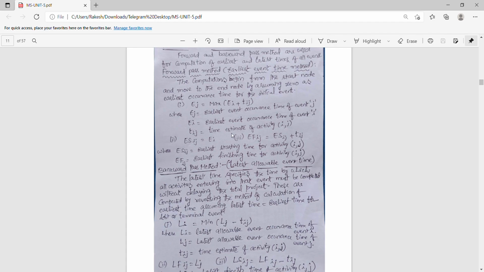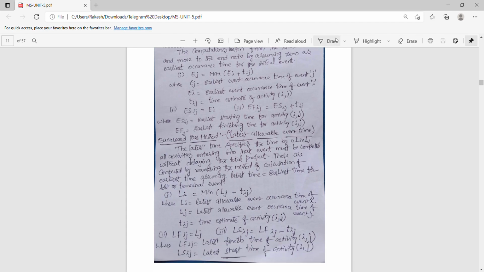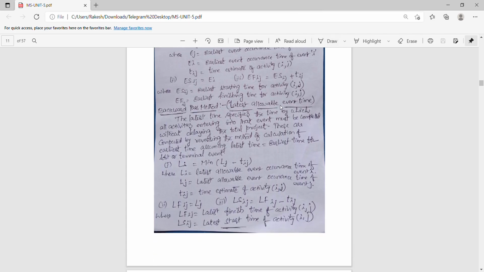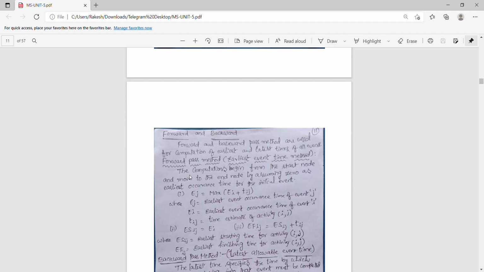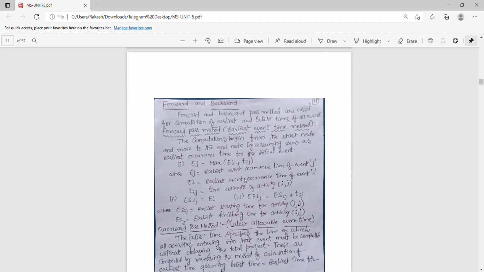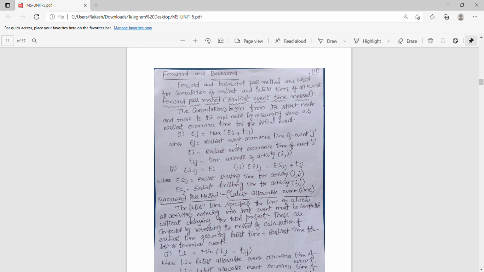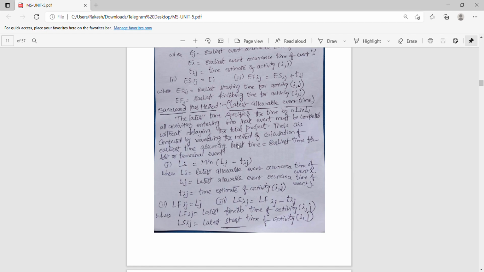And coming to the backward pass method, the latest time specifies the time by which all activities entering that event must be completed without delaying the total project. Here we go with minimum, whereas in the forward method we go with maximum. We take the maximum from left to right as we go, and while we come from right to left, we go with the minimum path.